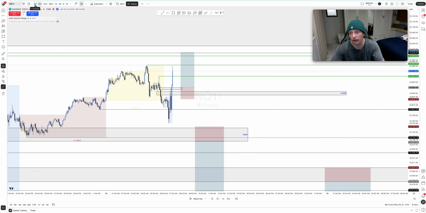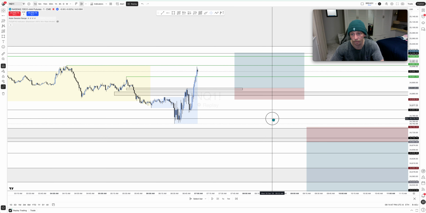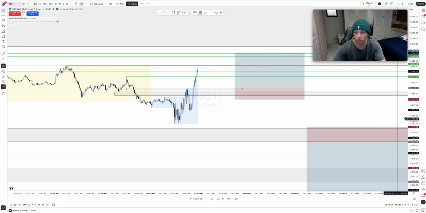And after replaying and looking back, this would have been a really good long. The Discord did take this long. I personally did not, because I wasn't too confident in price action. It was a little choppy, but after looking back on it, it would have been a really good play.